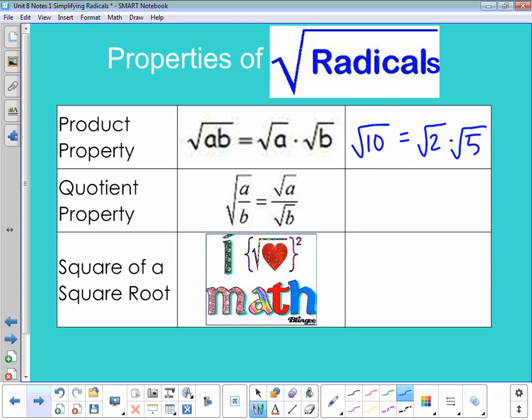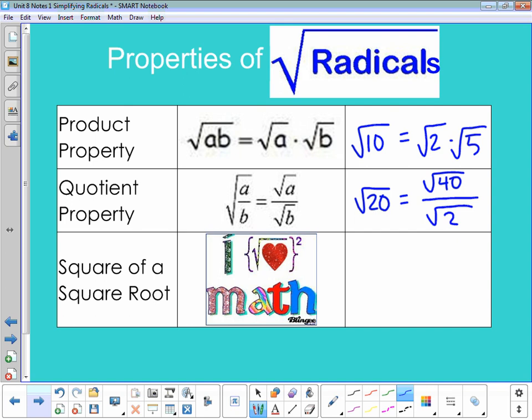Also, if I have the square root of, let's say, the square root of 20, that's the same thing as the square root of 40 divided by the square root of 2, because 40 divided by 2 is 20.